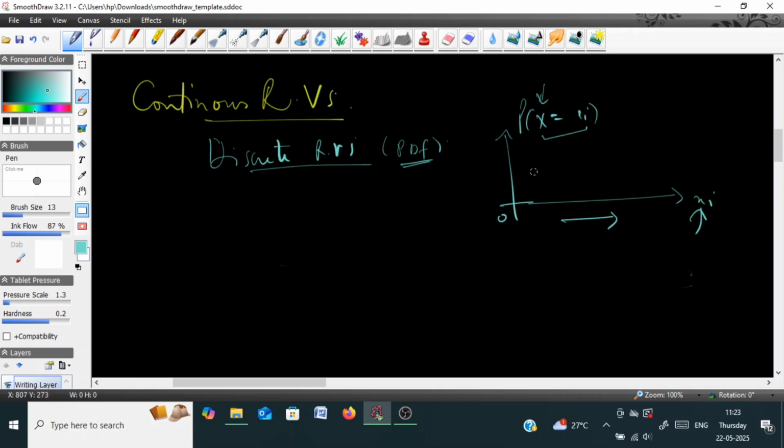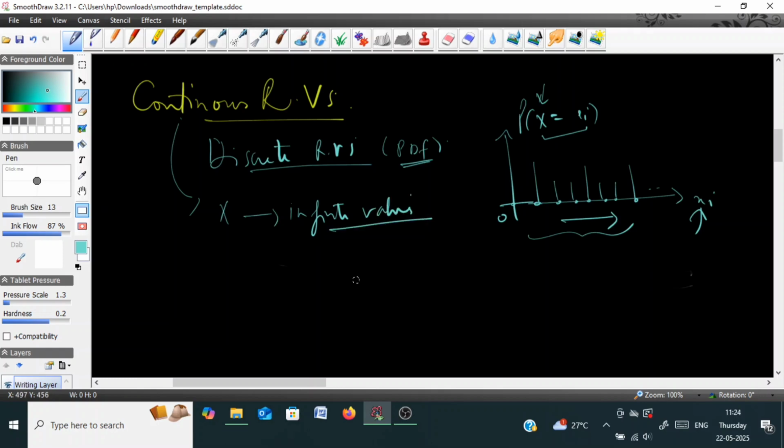Okay, so we have seen certain PDFs, probability density functions. In the discrete random variables, the values which the random variable can take are discrete, and you definitely have a finite set of values. But in the continuous random variable, the random variable X can take, in general, in any certain interval, infinite possible values. It can take an infinite number of values.